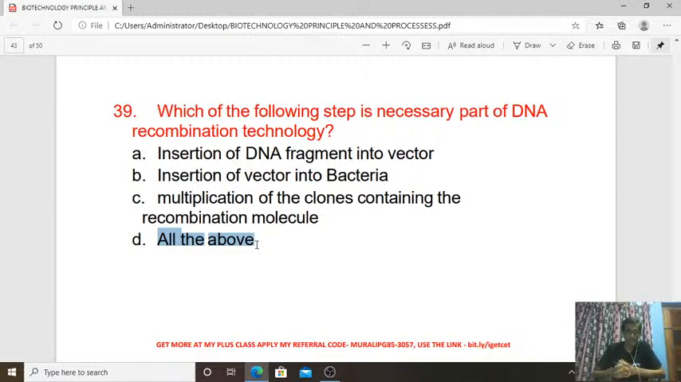Here we are cutting the unwanted DNA sequence of the vector. In that place we are inserting our DNA sequence, and later the vector containing the DNA sequence is introduced into a bacterial cell, and the clones containing the recombinant molecule are multiplied in a culture media, and we are going to get the product. So all of the above is the right answer. It's a brief outline of the recombinant DNA technology steps. Before that, there is isolation of DNA and purification of DNA. So the answer is D for 39.